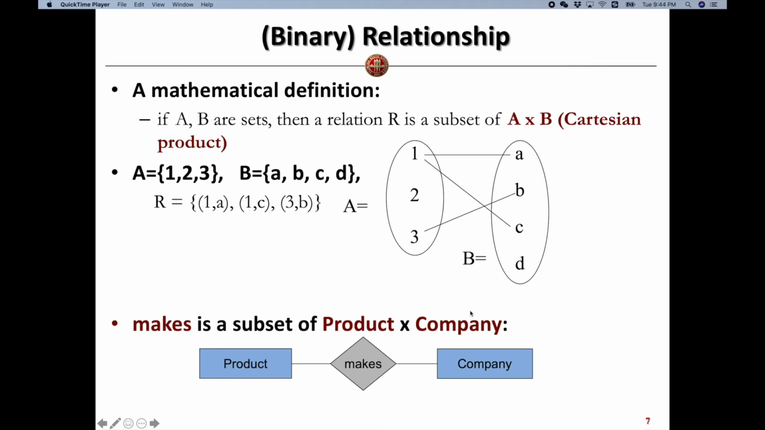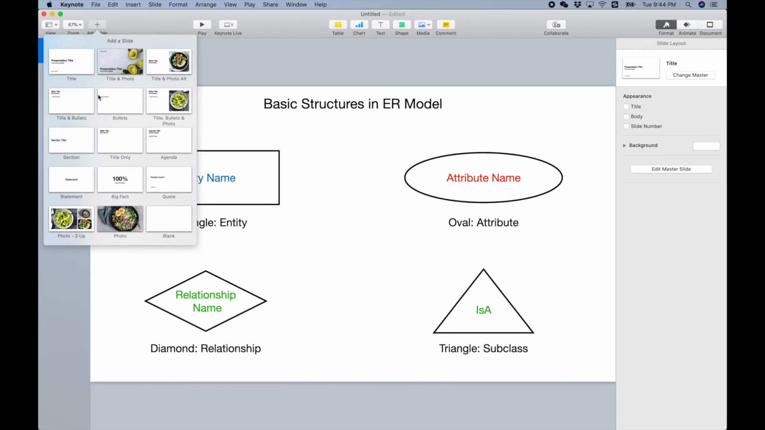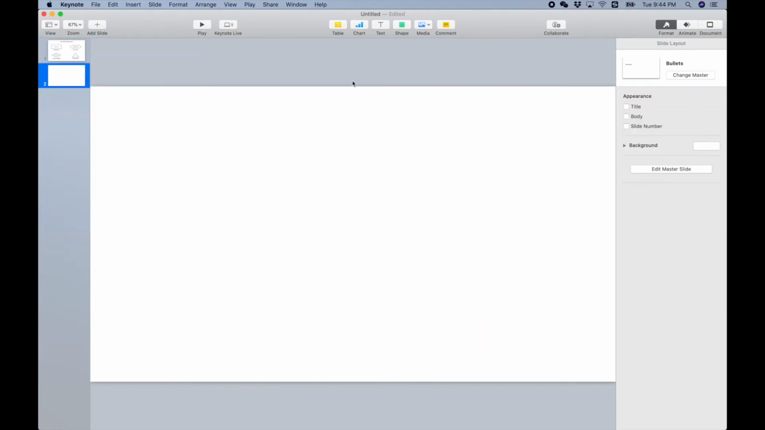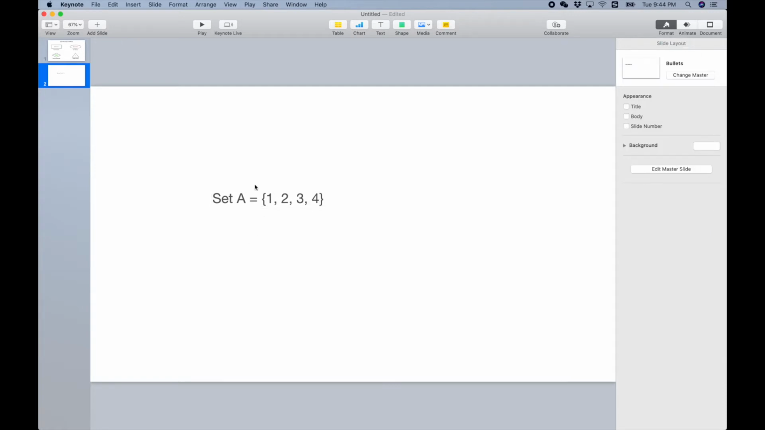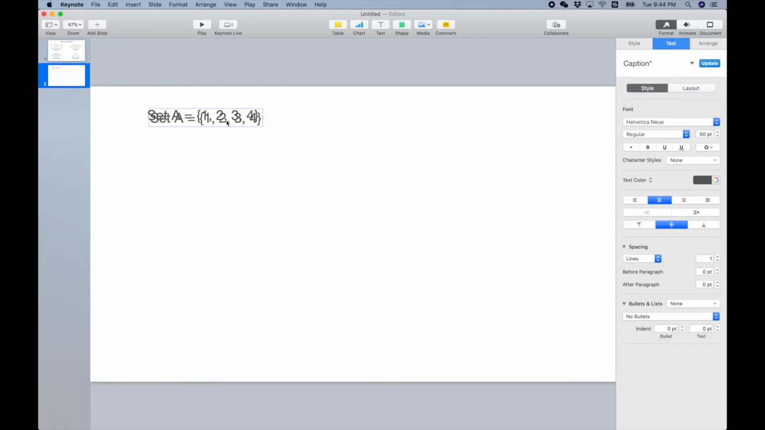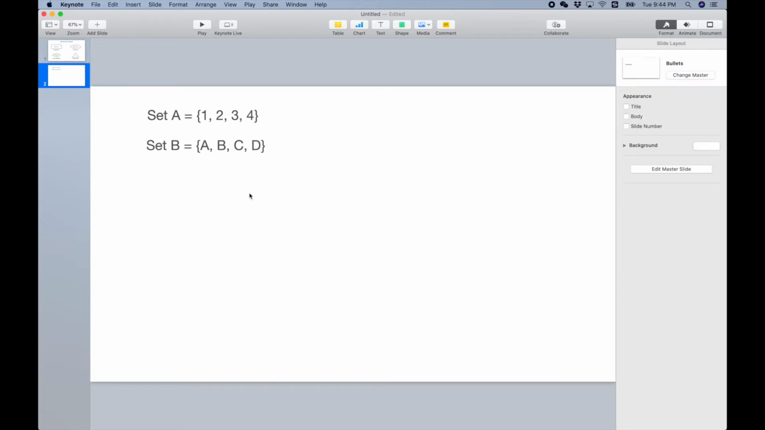If we have learned this from discrete mathematics, you should know we can compute the product of two sets. So I can show you an example first. Let's assume we have two sets. Set A equals 1, 2, 3, 4, and set B equals A, B, C, D. Then the question is, what will be the product between A and B?